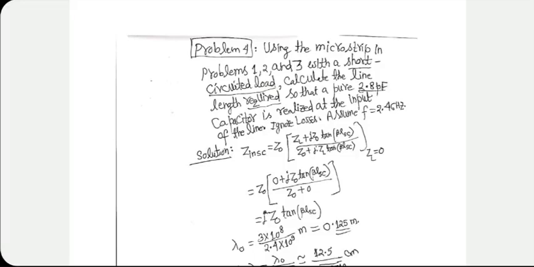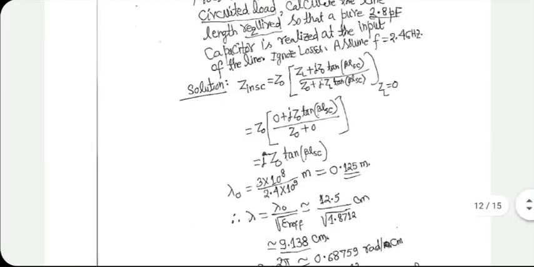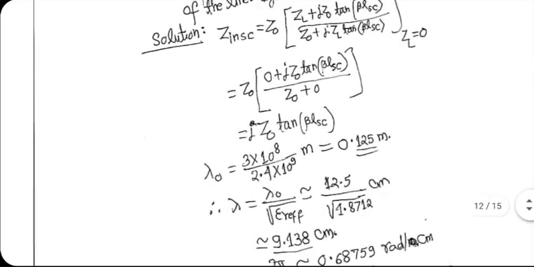Lambda naught is very easy to figure out. For 2.4 gigahertz, we have already figured it out previously. It's 0.125 meter. Lambda is lambda naught divided by square root of epsilon r effective, which also is fairly straightforward. We take epsilon r effective value from the previous problems. We know this number for this microstrip. So lambda turns out to be 9.138.